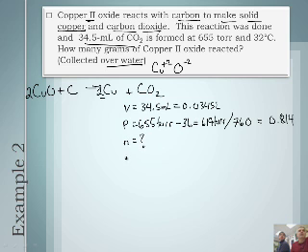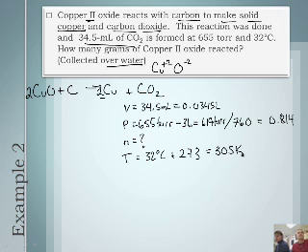All right, PV equals nRT. We don't know n, but we do know our temperature. That was 32 degrees Celsius plus 273 is 305 Kelvin. So we have everything to do the ideal gas law.